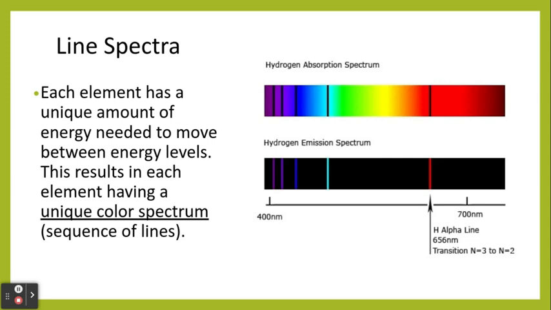Because of this, each element has a different color spectrum or sequence of lines. So if I look at helium or neon or any of the other elements, I'm going to have a different pattern for my lines. This is the one, though, for hydrogen. And because each element has a unique pattern, we can actually use this to study different samples, including stars that are out in outer space, to figure out what makes up their composition.